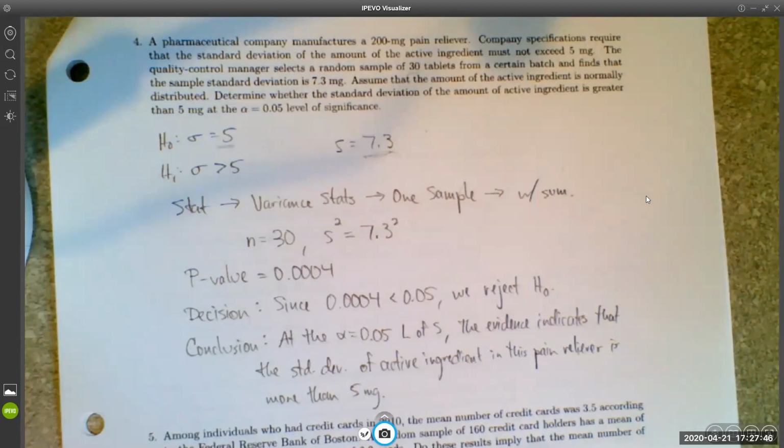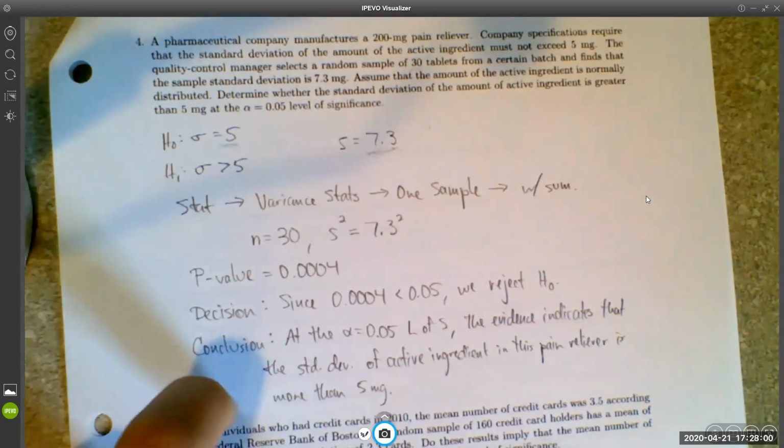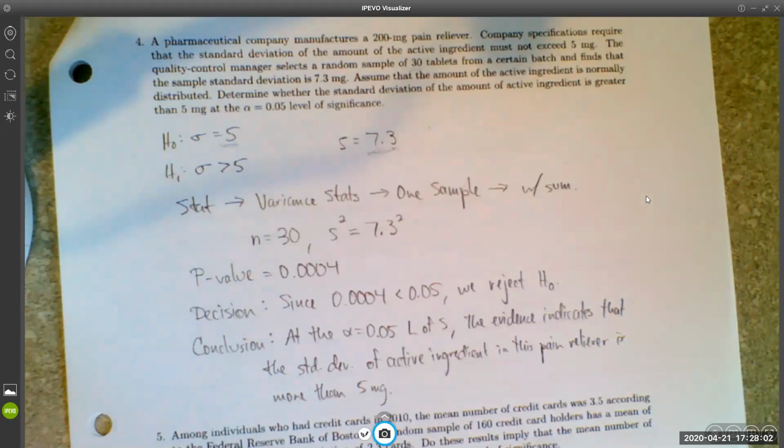That's why it would be bad for a particular pharmaceutical to have a large variability in its active ingredient, right? So this is really bad news for this company. They probably deserve to go out of business, right? Anyway, but that's that one. Let's do one more.